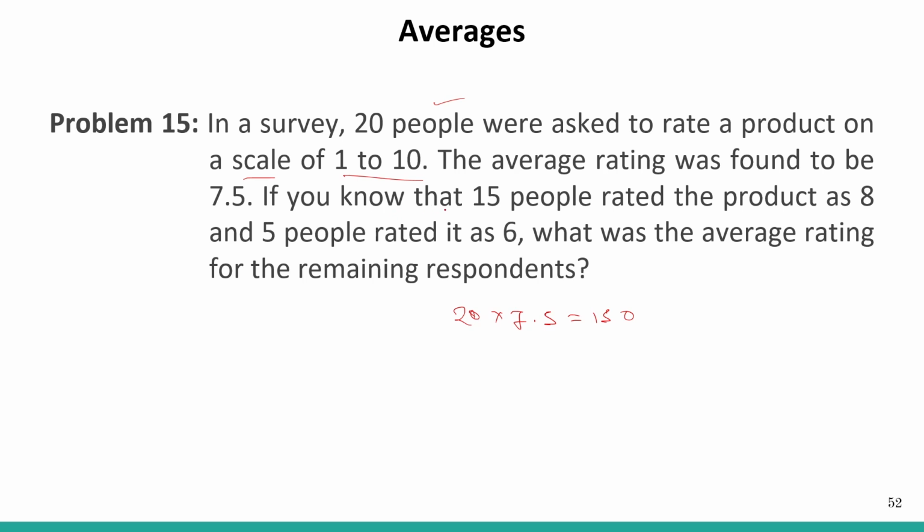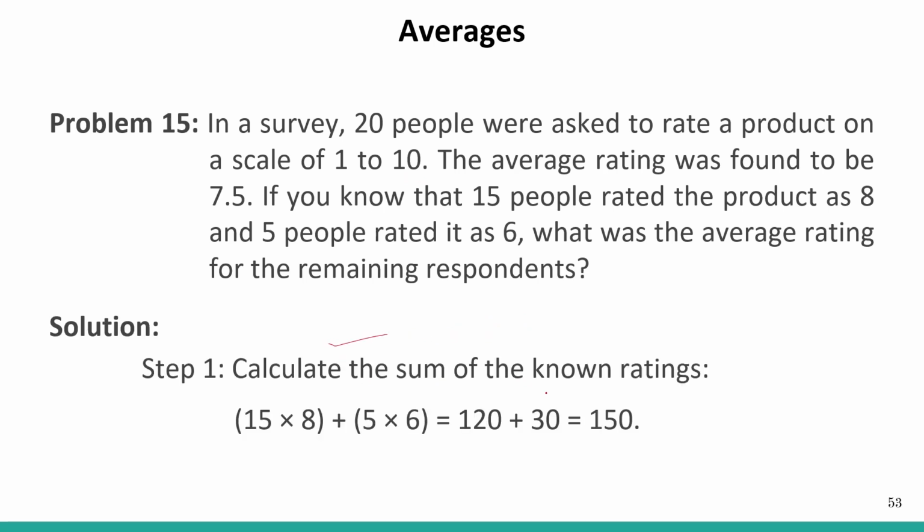So if you know that 15 people actually rated the product as 8, okay, so it is 15 into 8 plus 5 into 6. 5 people rated it as 6. So what is the average rating for the remaining respondents? Okay, so since there are total 20 respondents and we have covered 15 and 5, that is equal to 20, so there are no respondents left in this case. Okay, so this is just a little bit of a tricky question. There is nothing to calculate here.